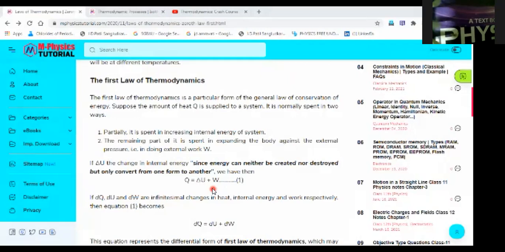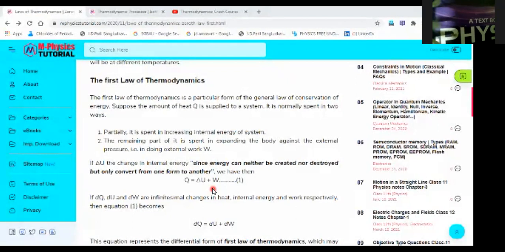What is Q? It is the amount of total heat spent by the system. Okay, then next ΔU is nothing but the change in internal energy. पहले जो internal energy और बाद में के internal energy दोनों का subtraction जो आएगा, that is nothing but the change in internal energy, और बाद में आएगा work done.